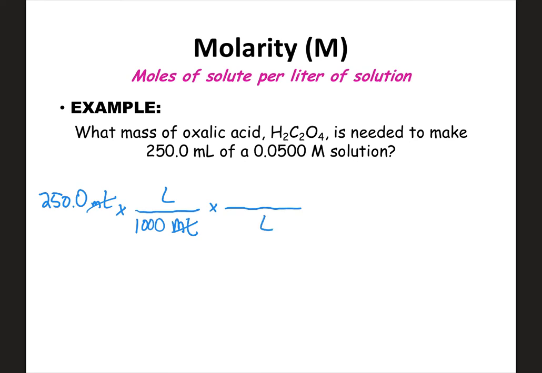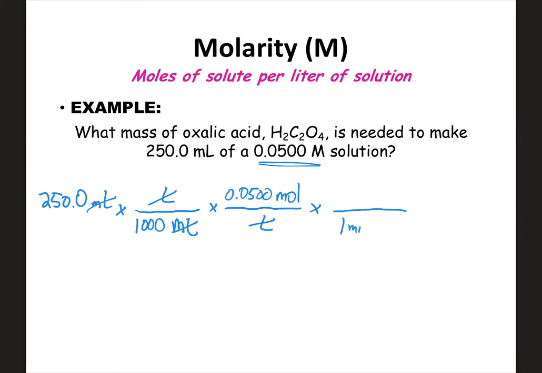And we know from the problem here that there's 0.0500 moles for every liter. By writing 0.0500 moles over liter, that's the same thing as saying 0.0500 capital M, because capital M means moles over liters. Your liters cancel, and right now you're in moles. Well, we want to know the mass, so you just keep going here.